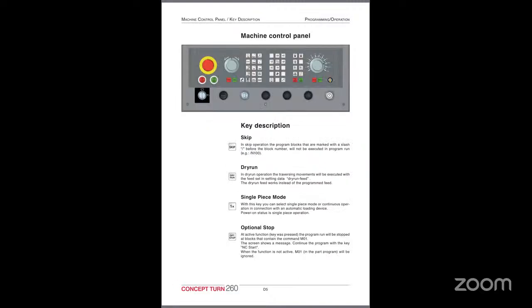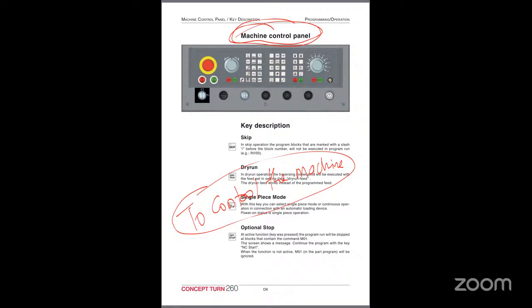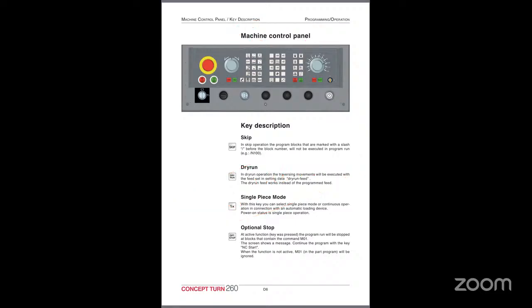So this is our machine control panel. What is the use of this machine control panel? To control the machine, right? So we will be using this machine control panel to control this machine. There are different keys in this machine control panel.